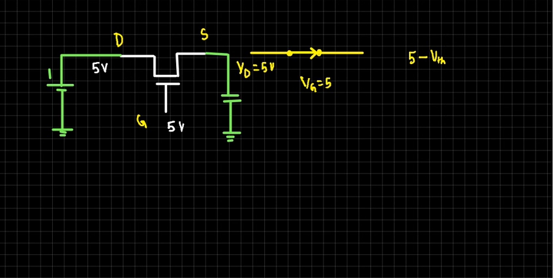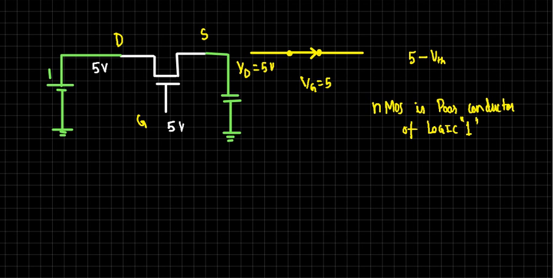That means, let me write now: NMOS is poor conductor of logic 1.